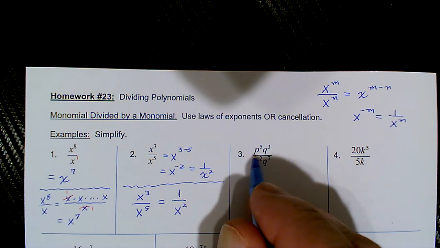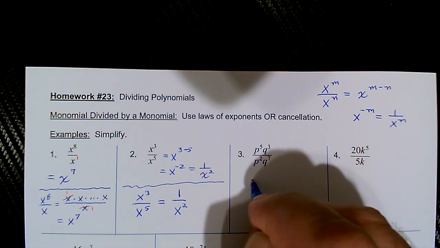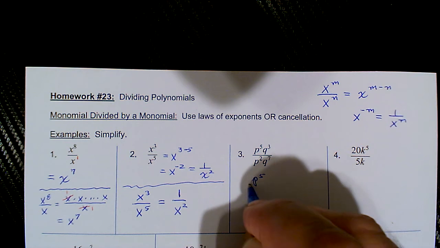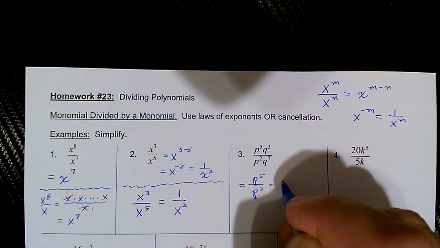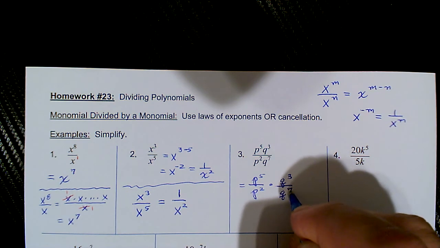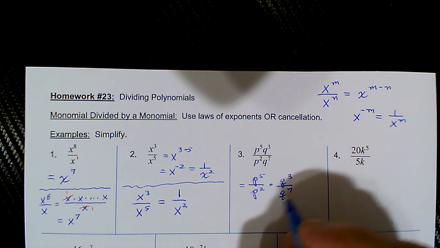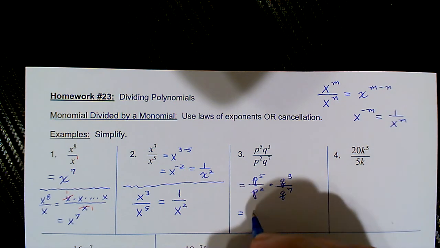So when you have a situation where there's more than one variable, it's your choice. You can recopy it by maybe grouping the common bases together. So I group the p's, p to the 5th over p squared, and q to the 3rd over q to the 7th. And then think about cancellation.